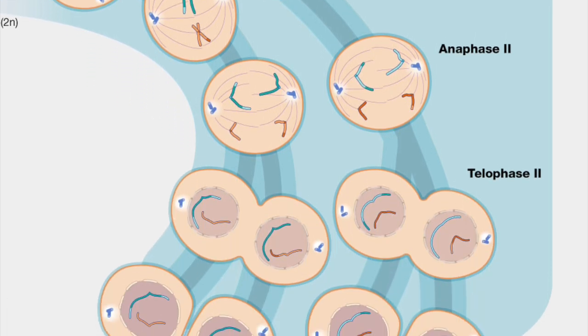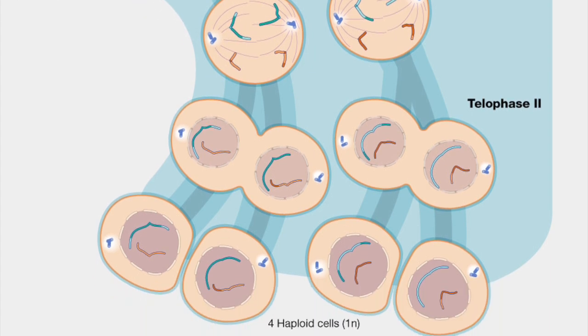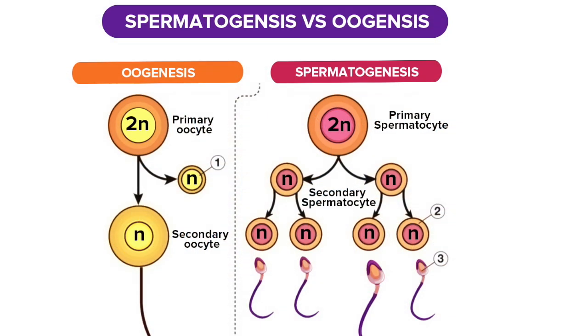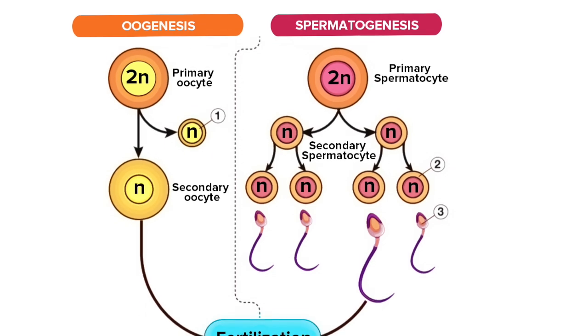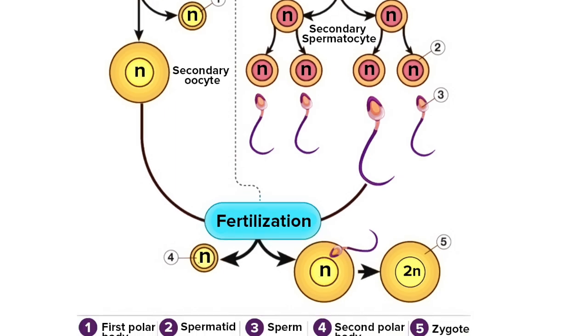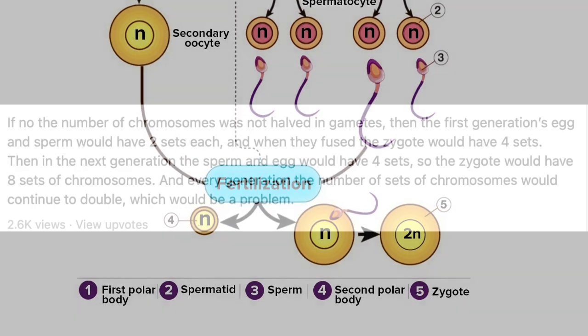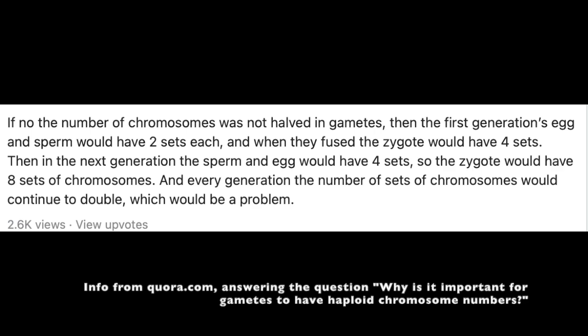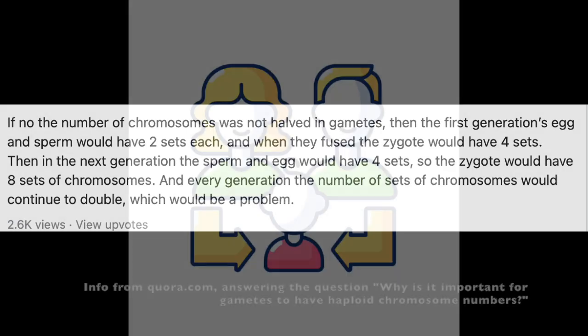In the end, 4 haploid genetically unidentical daughter cells are formed. Gametes being haploid is actually important since in fertilization, they combine with another haploid gamete and become a diploid cell. If gametes were diploid, then the next generation will have double chromosomes, which would be a huge problem.